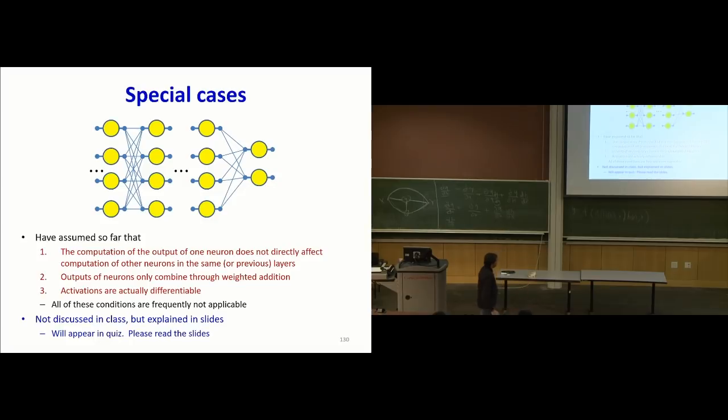There are some special cases. We've assumed so far that the computation of the output of one neuron does not directly affect the computation of other neurons in the same or previous layers, that outputs of neurons only combine through weighted addition, and that activations are differentiable. All of these things can be violated. I haven't actually discussed these, but they are in the slides. I expect this particular lecture is a toughie, so I expect everybody to go through the slides. Although I'm using the quiz as a motivation, there should be a different motivation, namely that there's information on the slides that is important to you.